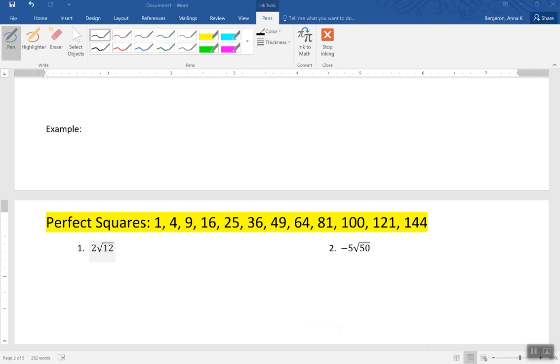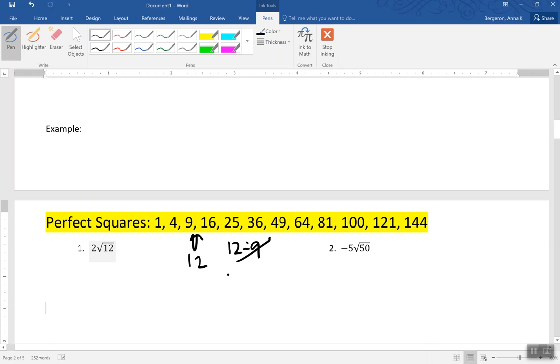So we're looking for that largest perfect square that goes into 12. If I look here, 12 would fit between 9 and 16. If I did 12 divided by 9, I would get a decimal, so that's not going to work. If I do 12 divided by 4, I get 3. So that tells me that 12 is 4 times 3.